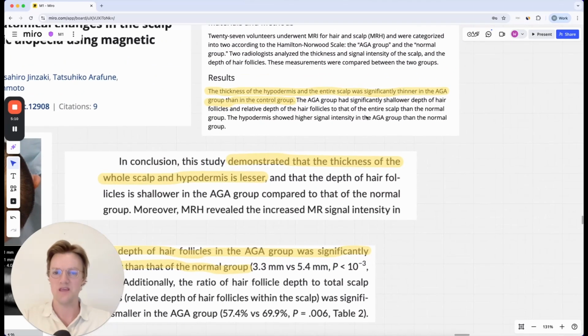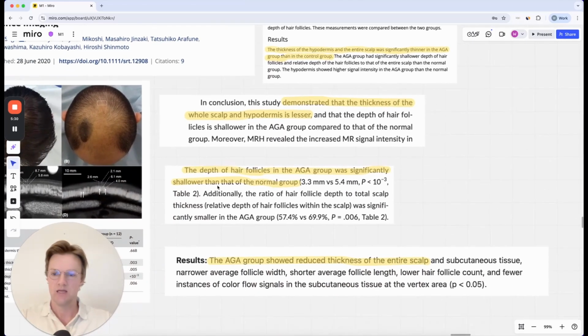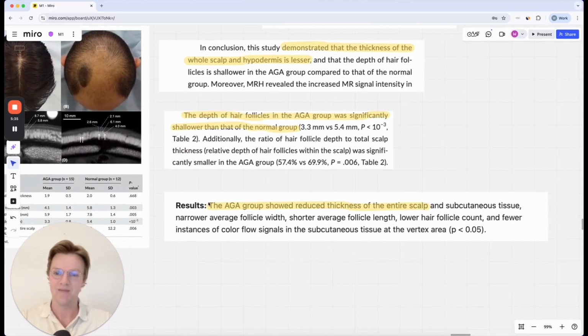The thickness of the hypodermis and the entire scalp was significantly thinner in the AGA group than in the control group. Right. In conclusion, the study demonstrated that the thickness of the whole scalp and hypodermis is lesser and that the depth of the hair follicle is shallower in the AGA group compared to that of the normal group. And again, the depth of the hair follicle in the AGA group was significantly shallower than that of the normal group. The AGA group showed reduced thickness of the entire scalp.